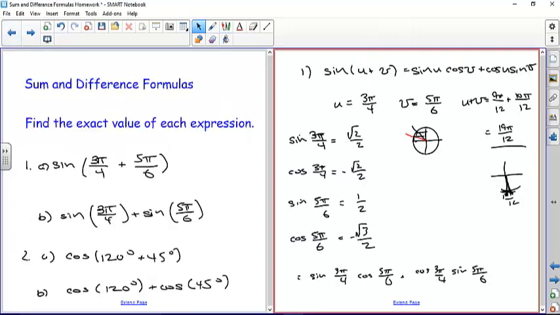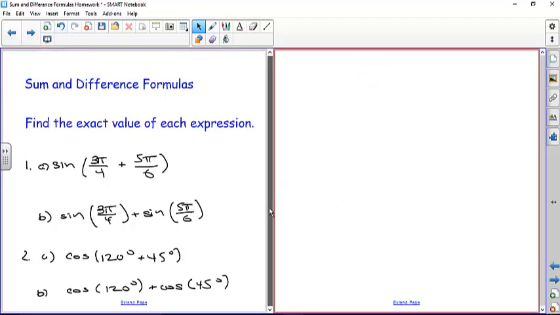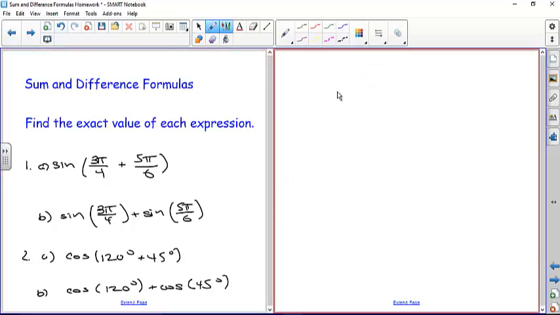Okay, so that's the first problem. The next one, same kind of deal. We're going to have a result that is not on the unit circle, because you have 120 plus 45, which is 165 degrees. And the unit circle is 90, 120, 135, and 150. Okay, and then 180. So those are the unit circle values. This is between these two.